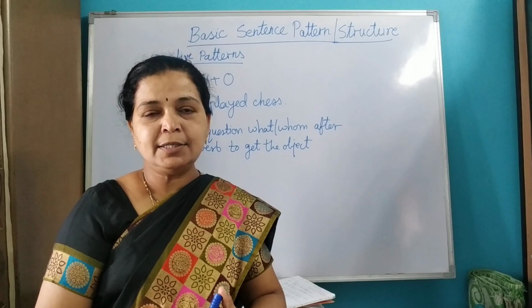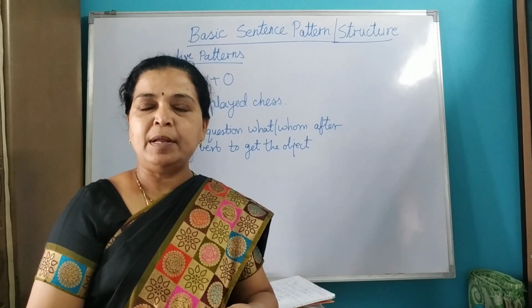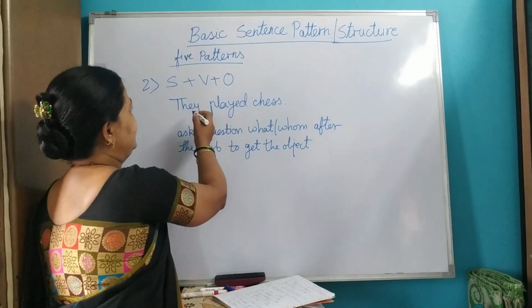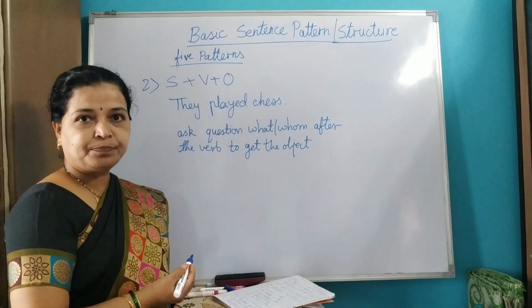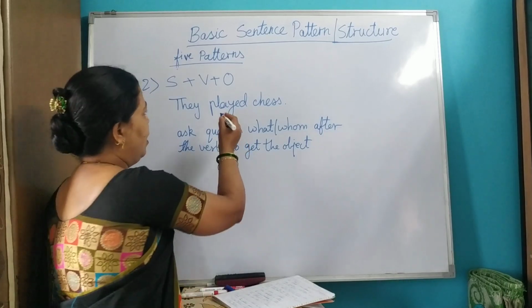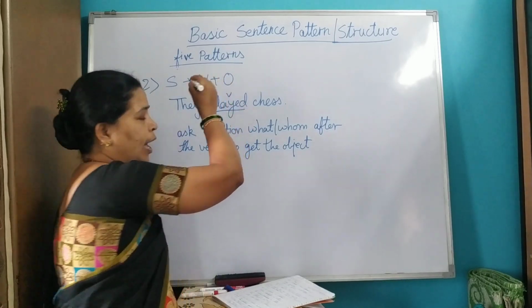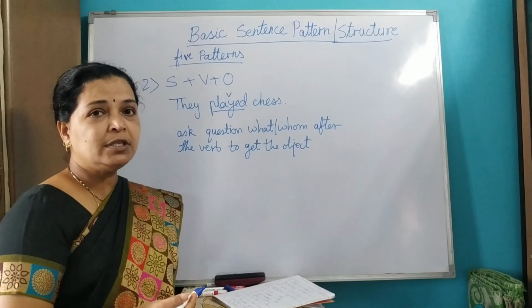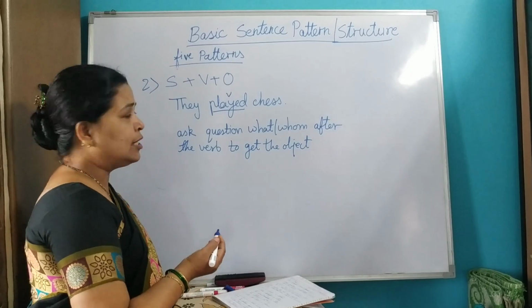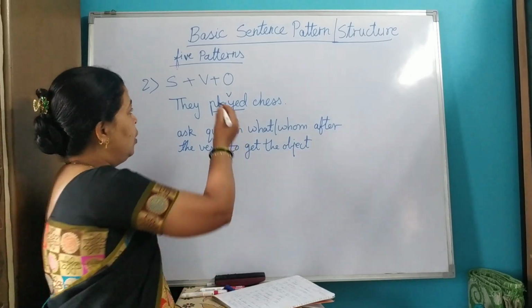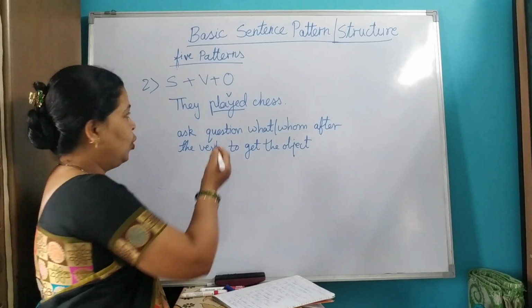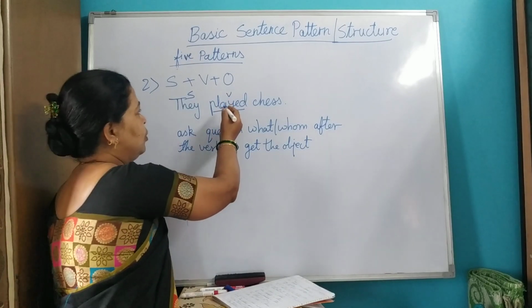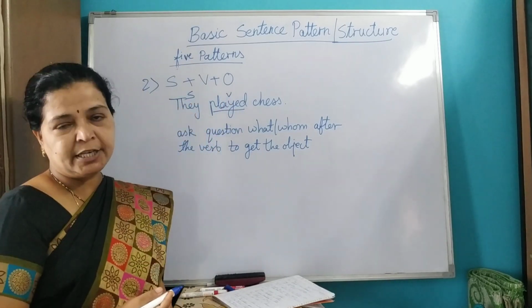The second pattern is SVO, that is subject plus verb plus object. Okay? Now let's take this sentence. They played chess. Which is the action word? Played. Played is your action word, the verb. Now, how to find out the subject? You have to ask the question, who? Who played? They. So, they is your subject. Okay. So, we have found the verb. We have found the subject in the sentence.